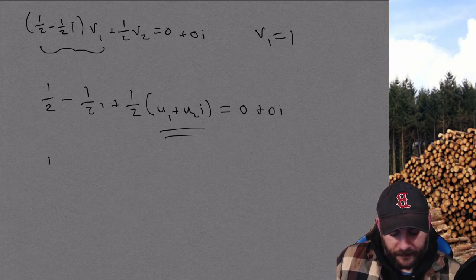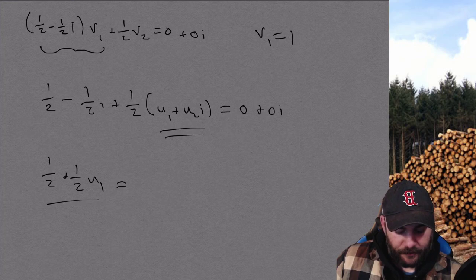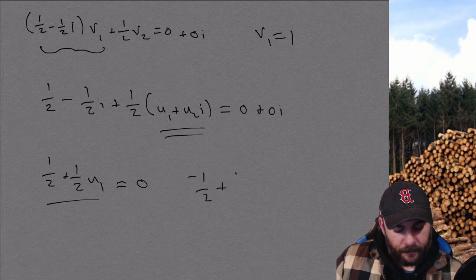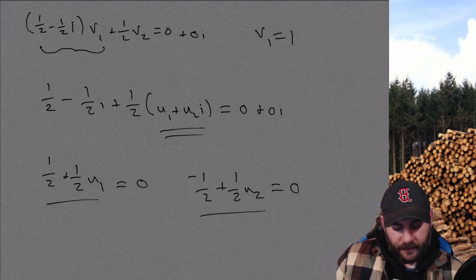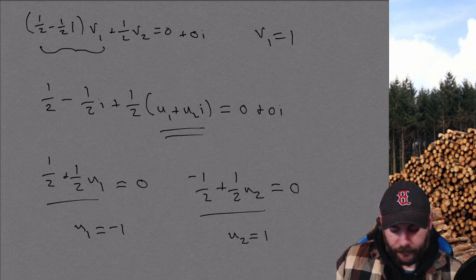So now I have the following. I have 1/2 plus 1/2 U1. That's my real part. That should all equal 0. And then I have negative 1/2 plus 1/2 U2. And that should equal 0 because that's my complex part. And now I can solve each of these all by themselves. U1 therefore equals negative 1, and U2 therefore equals 1.